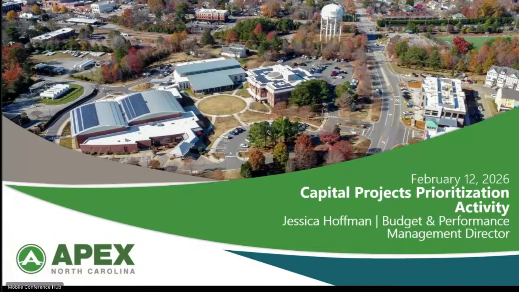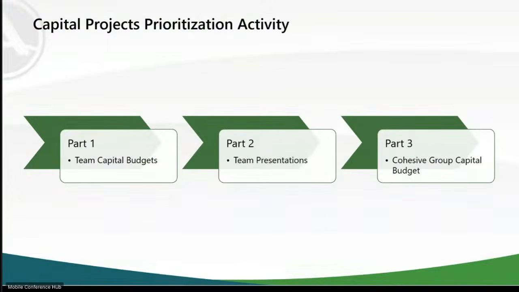So these light green blocks are identified funding. That could be rolling stock loans, grants, or contractually obligated projects that we have to spend money on. The black are the ones that we cannot fund, and the green is the amount that we have available to fund through just general fund and our debt model. Today we're going to be doing a 3-part activity, and it's going to start with creating a team capital budget.